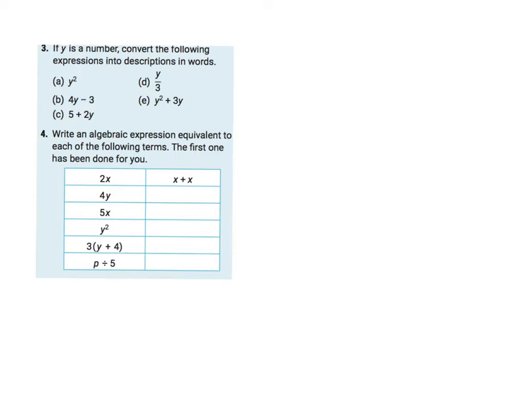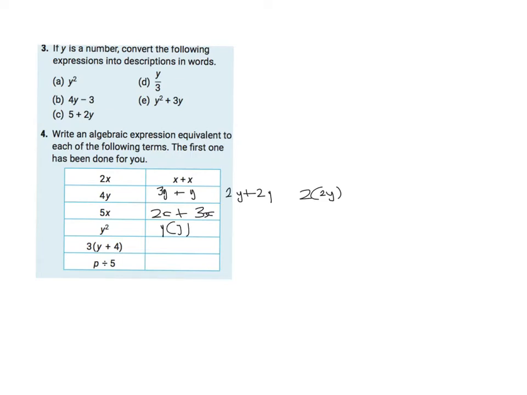So for 4y, I could say 3y plus y. Another one I could say would be 2y plus 2y. Another one I could say would be 2 multiplied by 2y. So there's a couple of different ways that you can write equivalent expressions. For 5x, the next one here, I could say 2x plus 3x. Y squared would be y multiplied by y.